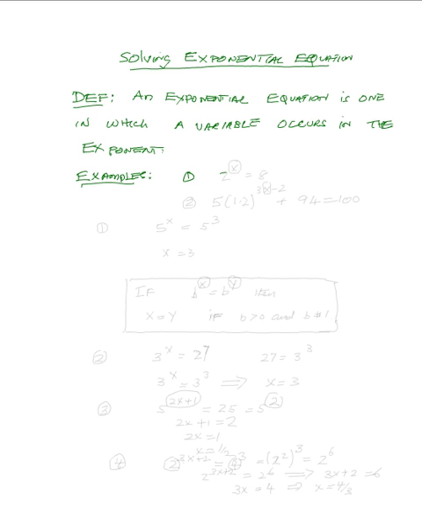Let's say our first example is 2 to the power of x equals 8. If you notice, the variable x shows up as an exponent. Now if you look at the second example, a similar thing happens. Let's make it a little more complicated looking: 5 times 1.2 to the power 3x minus 2, plus 94 equals 100. Once again, if you look at the exponent, it has a variable attached to it.